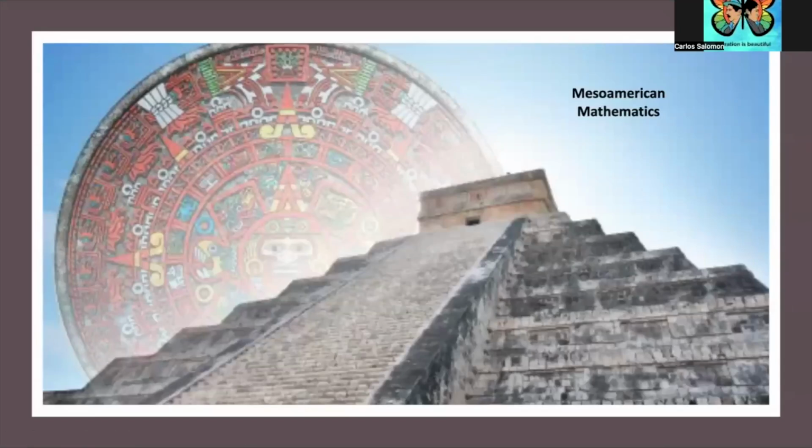Mesoamerica was a cultural region that stretched between southern Mexico and Central America. They developed a very sophisticated mathematical process, which they used for astronomy, architecture, calendar systems, and many other purposes. In this picture, you see an Aztec calendar and a Mayan pyramid.